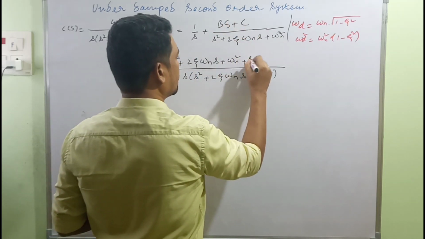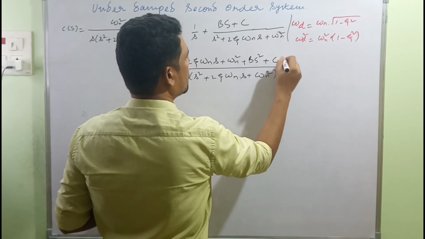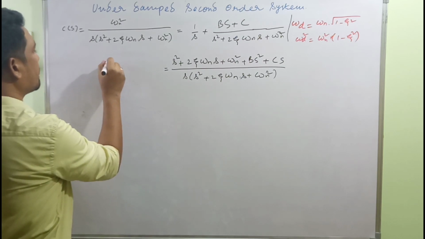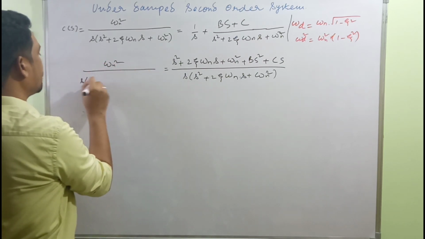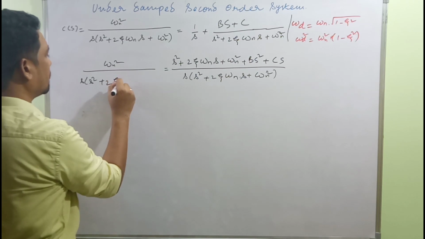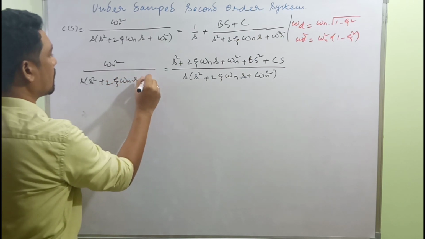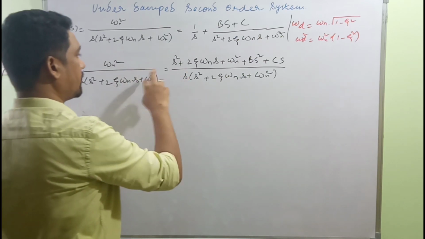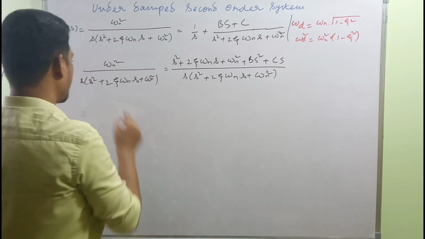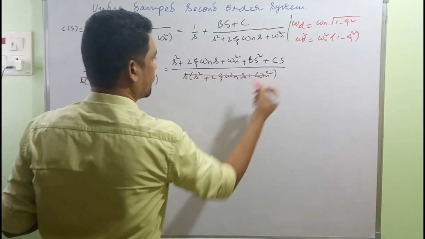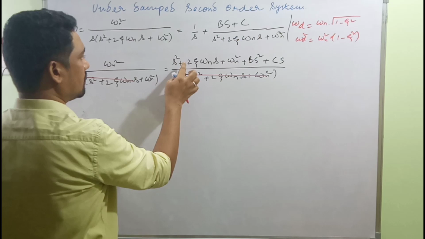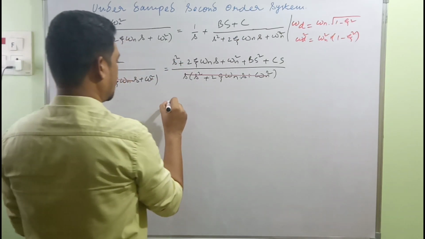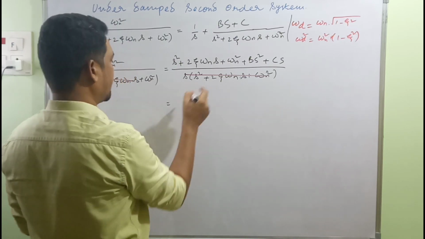That gives us b s square plus c s, right? On this side we have omega n square by s into s square plus 2 zeta omega n into s plus omega n square, right? So equating the two ratios on either side, LHS and RHS, the denominators are the same, so that gets cancelled. And equating the like terms on either side, there is a small simplification over here. Denominators got cancelled.